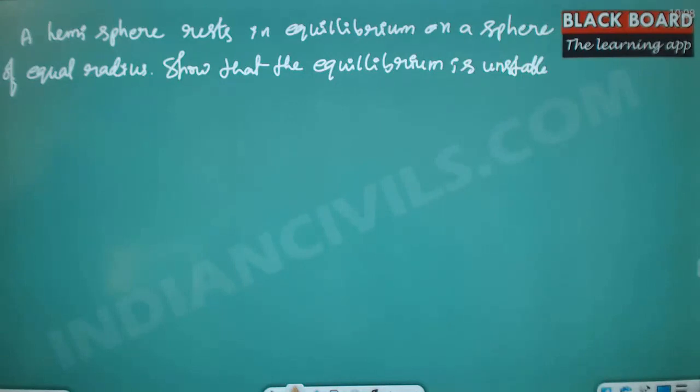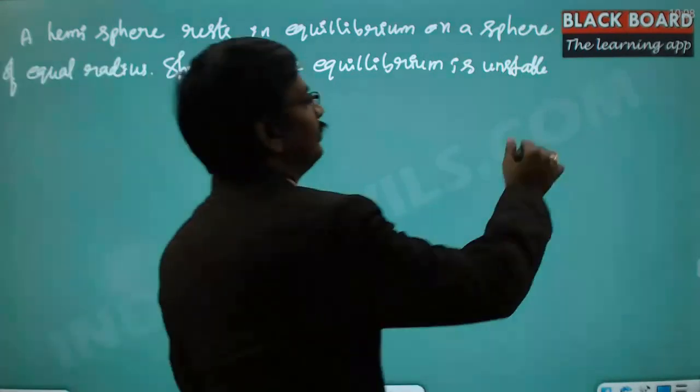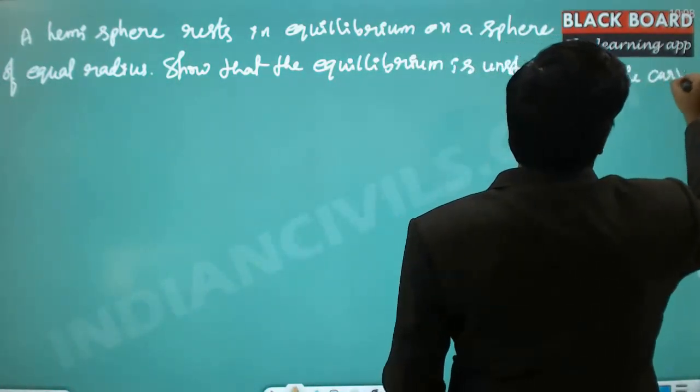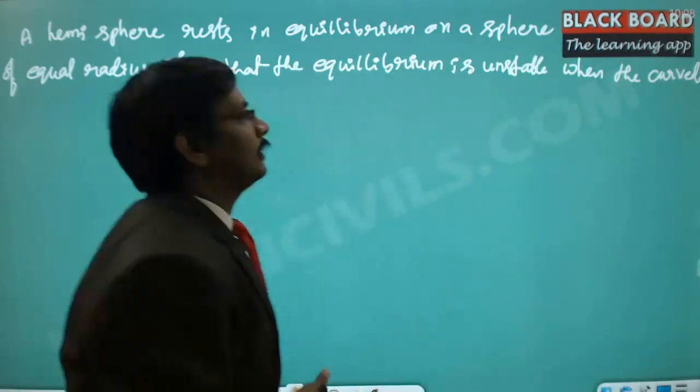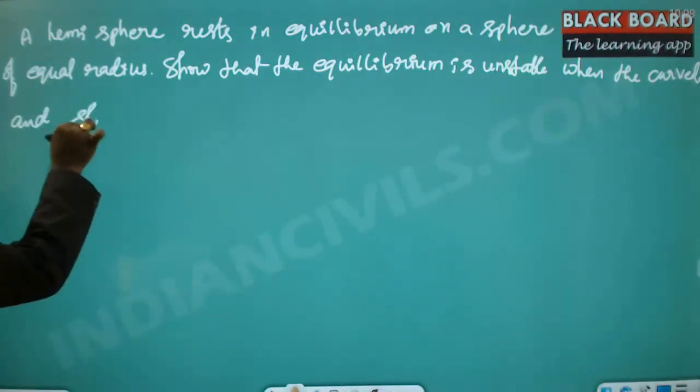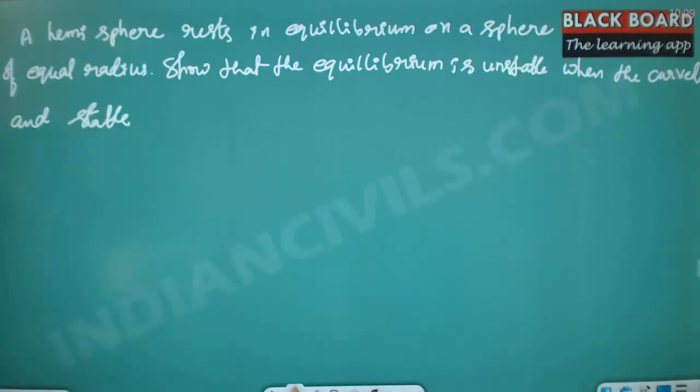The equilibrium is stable when the curved surface rests on the sphere, and unstable when the flat surface of the hemisphere rests on the sphere.